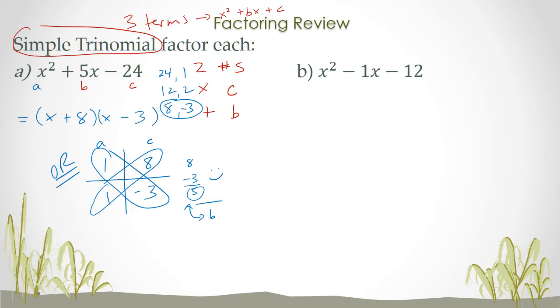Like I said, I'm just going to do that long way for A. For B, we're just going to cut to the chase. And if mental math isn't your thing, that's perfectly A-okay. You stick to trial and error. So I want two numbers that multiply to 12 and add to negative 1.